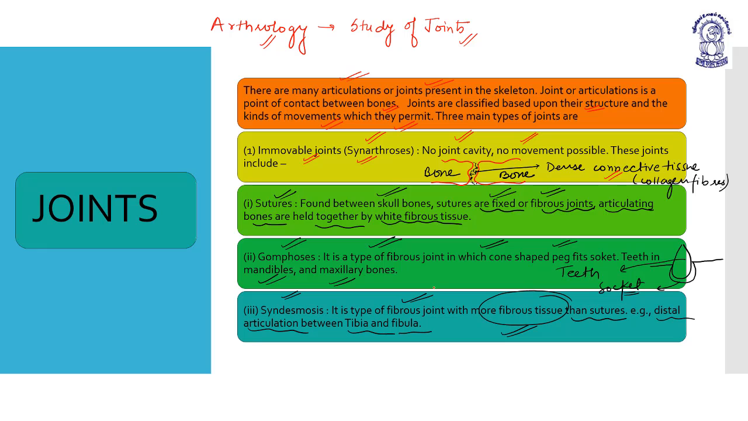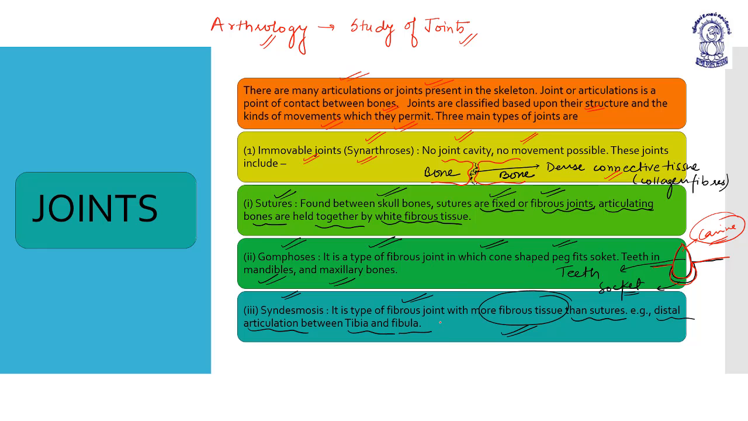Another category is gomphosis. Gomphosis is a type of fibrous joint in which a cone-shaped peg fits into a socket, for example a canine. All the maxillary and mandibular teeth have thecodont dentition, I mean their roots are embedded in a bony socket, the alveolar bone. This joint between the socket and the tooth is known as what? Gomphosis. It is a type of fibrous joint, and it is an immovable or fixed joint, synarthrosis.